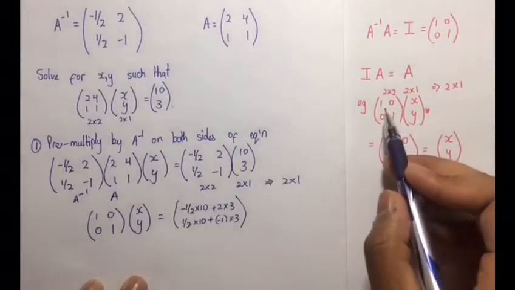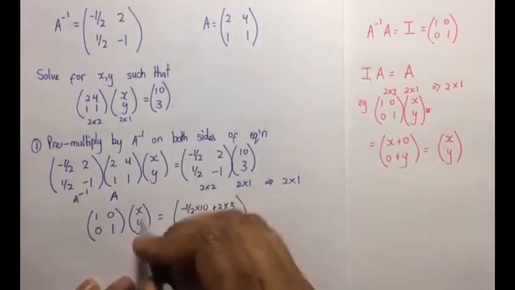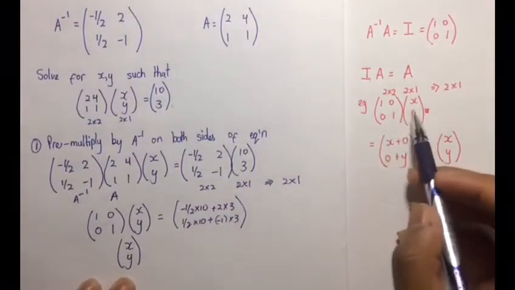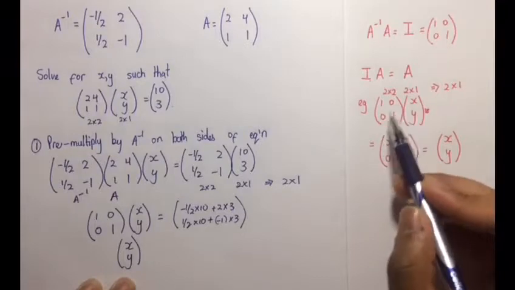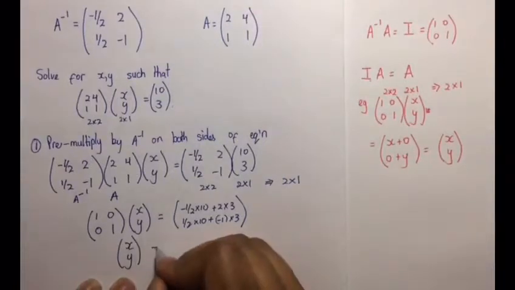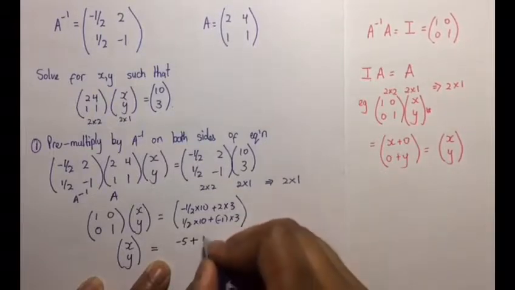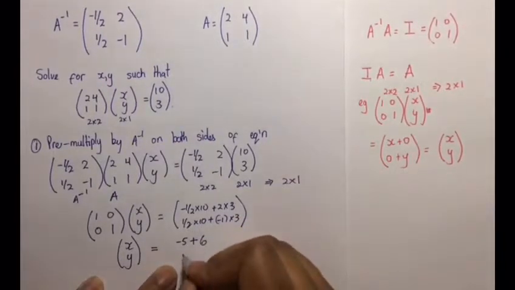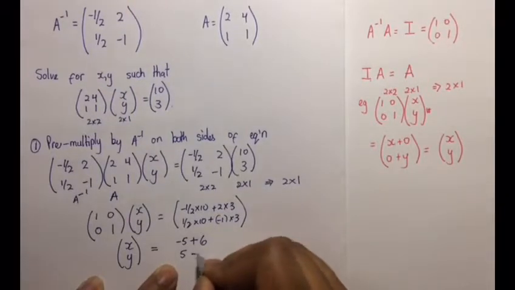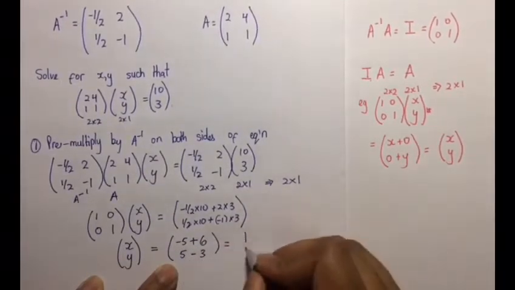And from this result we know that the identity matrix, which is 1, 0, 0, 1, times any matrix gives the original matrix. So this multiplied by this gives us xy, and we show that here: 1, 0, 0, 1 times xy gives the matrix xy. So here we have xy is equal to minus a half times 10 is minus 5, plus 2 times 3 is 6, and a half times 10 is 5, plus minus 1 times 3 is minus 3. So that is equal to minus 5 plus 6 is 1, and 5 minus 3 is 2.